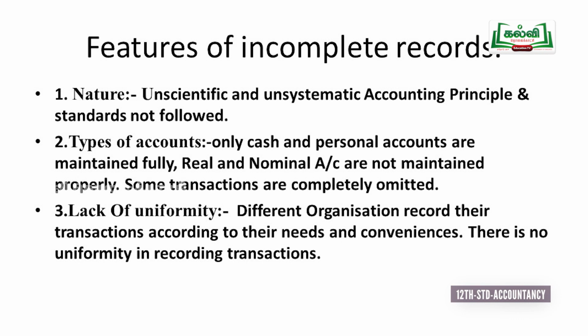Then, types of accounts. Only two accounts are fully maintained in incomplete records: cash and personal accounts. Real and nominal accounts are not maintained properly. Some transactions are completely omitted. We have already seen some transactions, such as depreciation on fixed assets and expenses incurred, which are only partially recorded. So the partial omission of some transactions and the complete omission of others are the main features of incomplete records.